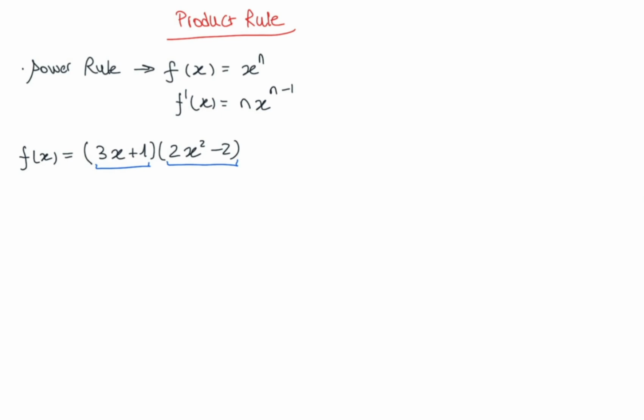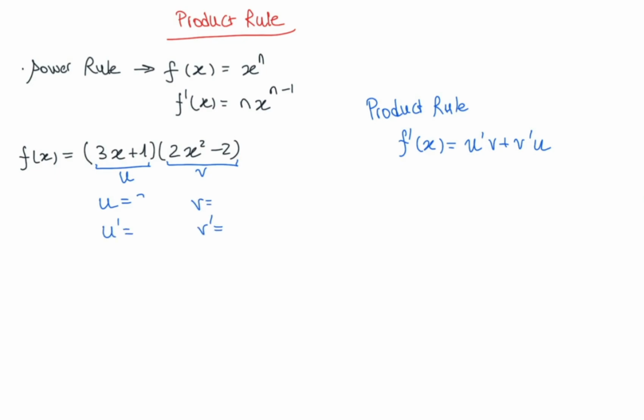In that case, we use the product rule, which says the derivative of two components multiplied by each other is u prime v plus v prime u. I'll explain that to you. Now u is the first term and v is the second term. U prime is the derivative of u and v prime is the derivative of v.